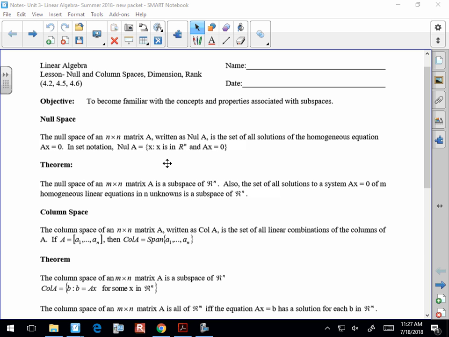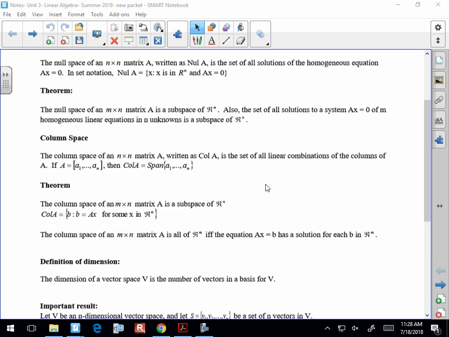Okay, anyway, so null space, column space, dimension, and rank. The null space, written as Nul A, is the set of solutions of the homogeneous equation Ax = 0. The null space of an m by n matrix A is a subspace of Rn. Also, the set of solutions to a system Ax = 0 of m homogeneous linear equations in n unknowns is a subspace of Rn. All of that is really us just saying that if you find a null space, you're in fact finding a subspace.